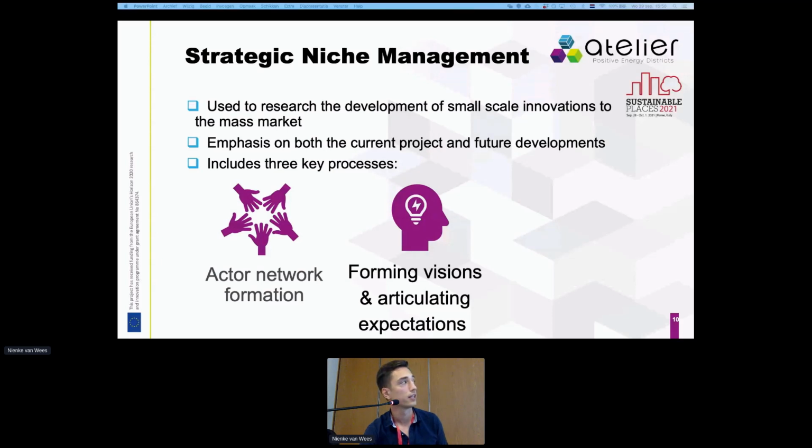And next to that, it's also very important how you articulate your expectations. So what people expect of the project, both within the project, but also what the wider public expects of the project. And lastly, your learning processes. So this is coupled back to the future. So how you can learn from the project, but also how you can feed it back into the project over its course.